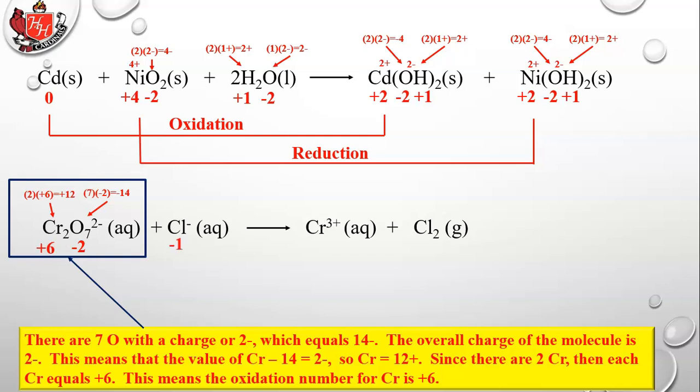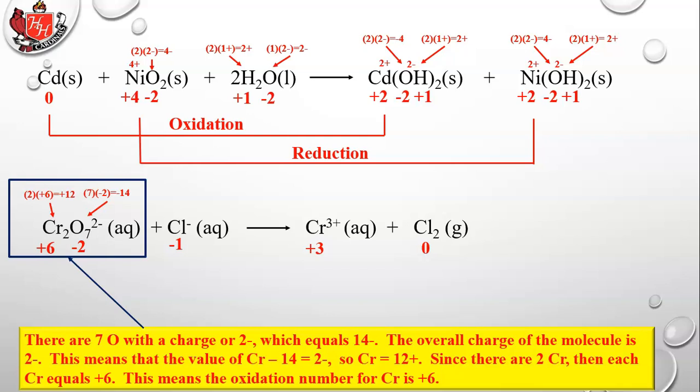Now we go over, and the chloride is a 1-, the same as its charge number. The chromium is a 3+, same as the charge number you see there. And chlorine is a pure element in its natural gas form, Cl2, so that's a 0.